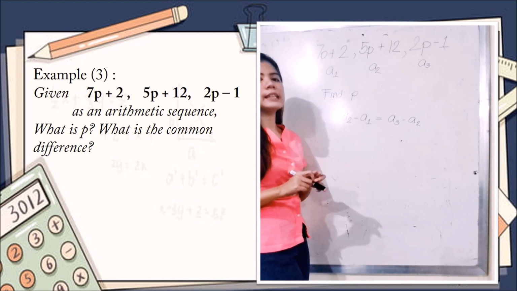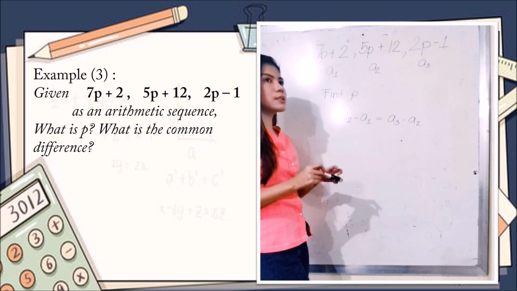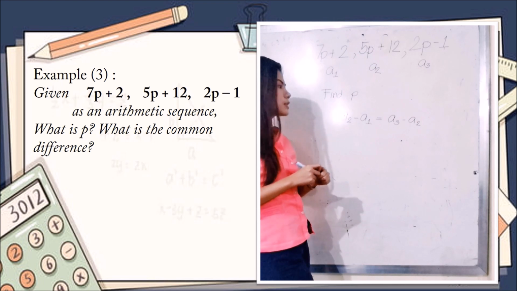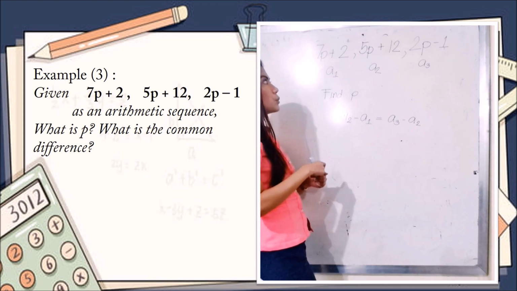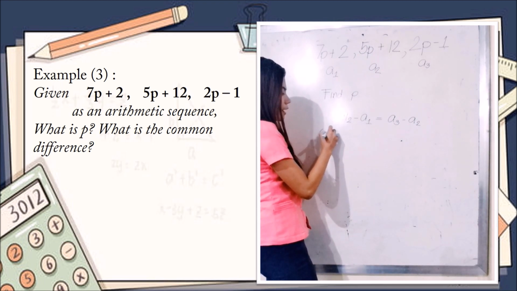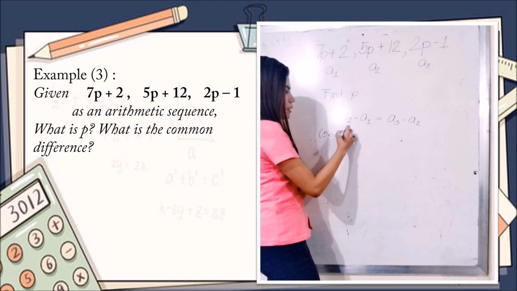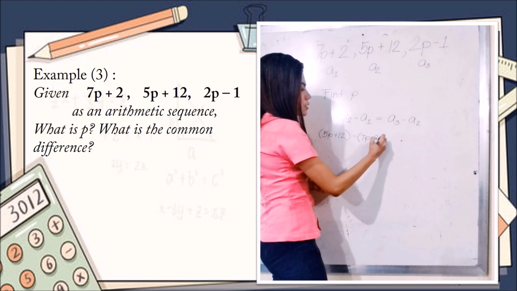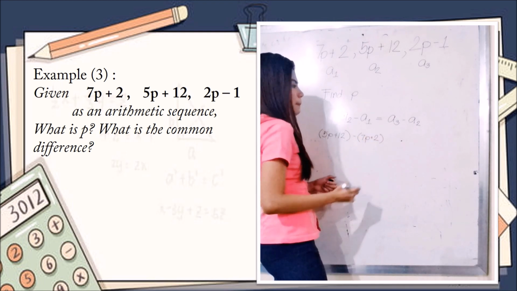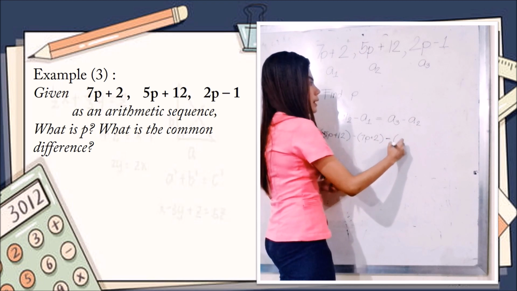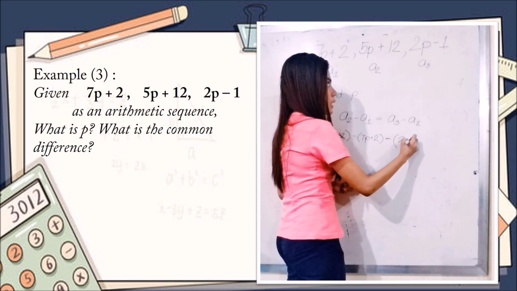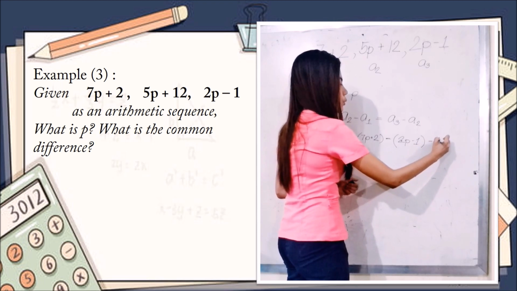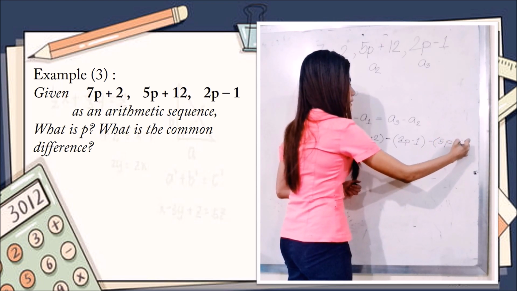Ngayon, kailangan natin i-substitute ang values ng mga terms na ito gamit ang original or given arithmetic sequence. So, a of 2. So, we have 5p plus 12 minus a of 1, we have 7p plus 2 is equal to a of 3, 2p minus 1 minus a of 2, 5p plus 12.